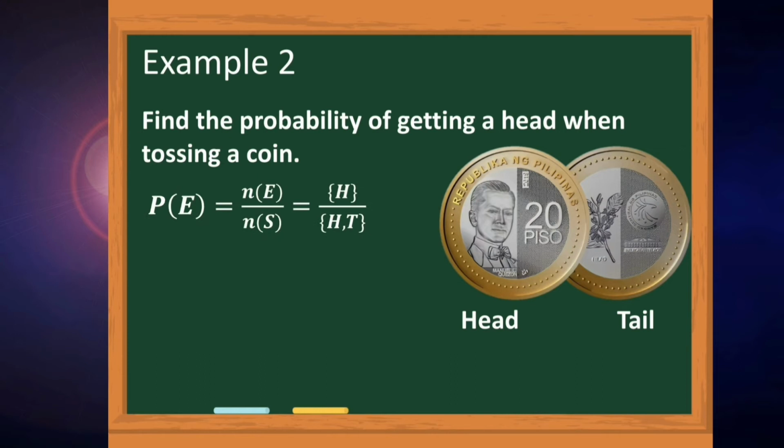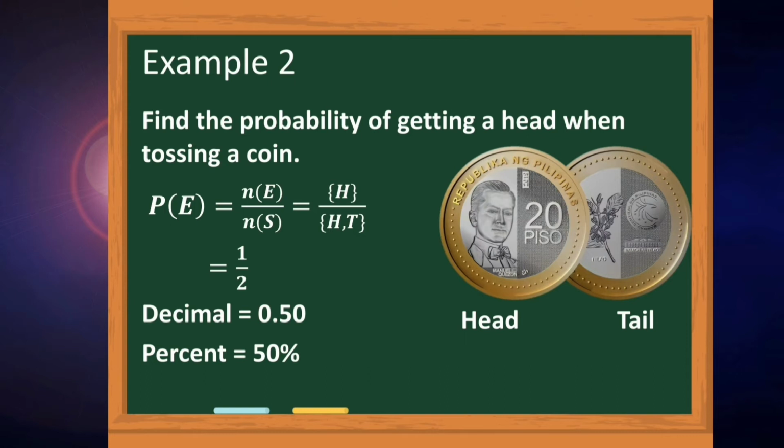Tossing a coin will only give us 2 outcomes, either head or tail. There is only 1 head in a coin. That is why we have 1 over 2, where 1 is the number of favorable outcomes and 2 is the total outcome. In decimal, that is 0.50, and in percent, that is 50%.